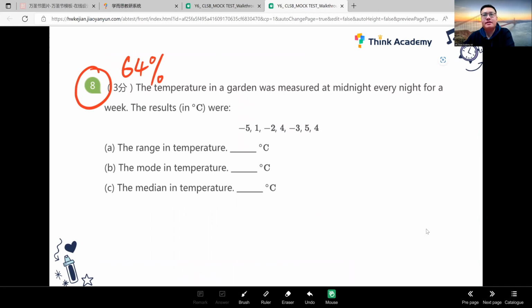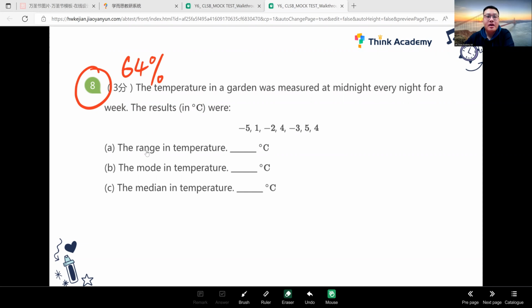So this question is basically about statistics. Let's see, the temperature in the garden was measured at midnight every night for a week. The results in Celsius degrees were -5, 1, -2, 4, -3, 5, and 4. The range in the temperature. What is the range, guys? How can we understand it?